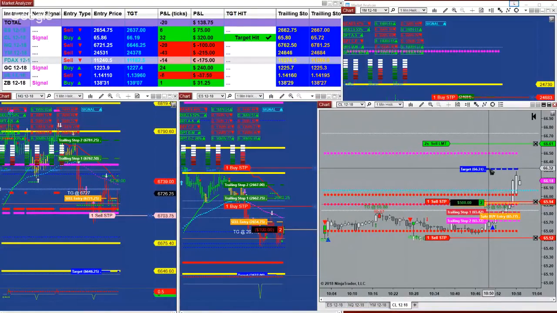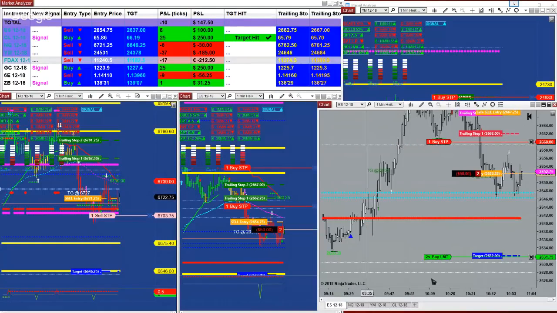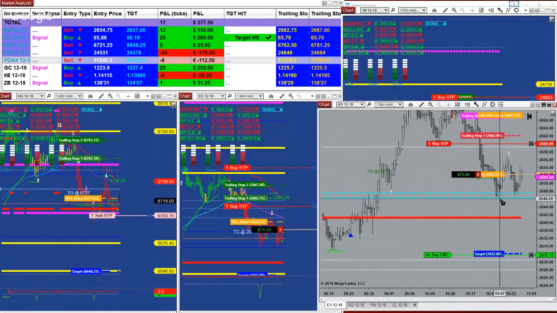We hit the target on the CL. Wow, we broke those two double supports. We hit right on the target on the CL, and this is very, very, very good. On the ES, we're having a problem with that area here.